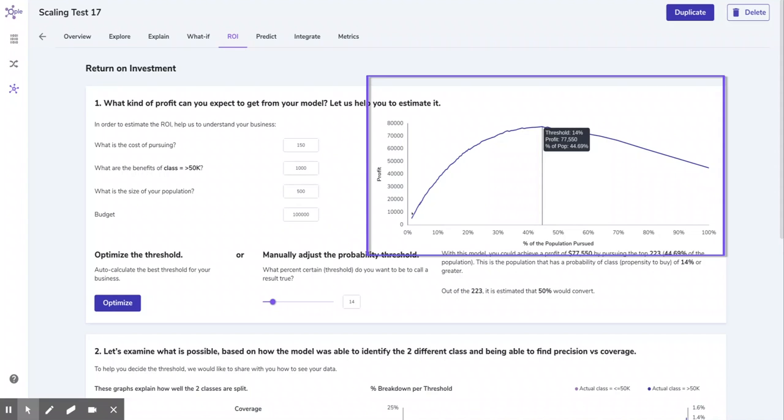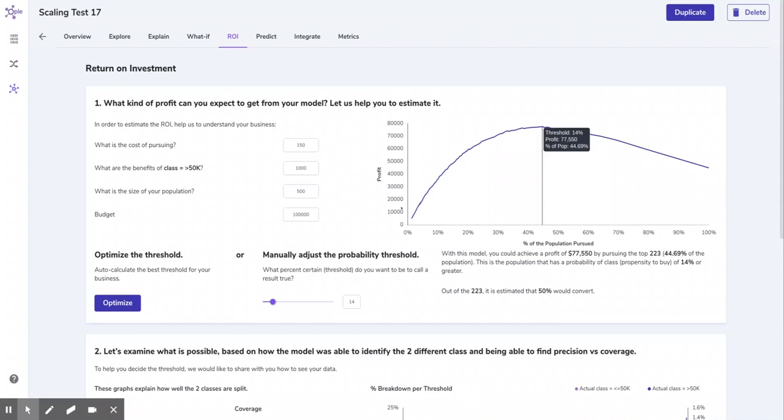What you see on this graph on the right is the profit that you make, which is calculated by looking at the population above a certain threshold and calculating, okay, everybody above that threshold is going to cost you $150. And then for that population, which ones of them are going to close, and then multiplying that by $1,000, which is the benefit. And then you calculate the profit that you are going to have. So you can here manually adjust that threshold and see what it means.